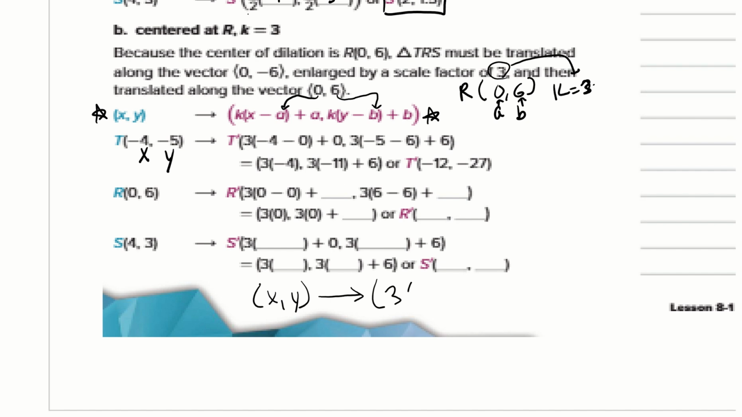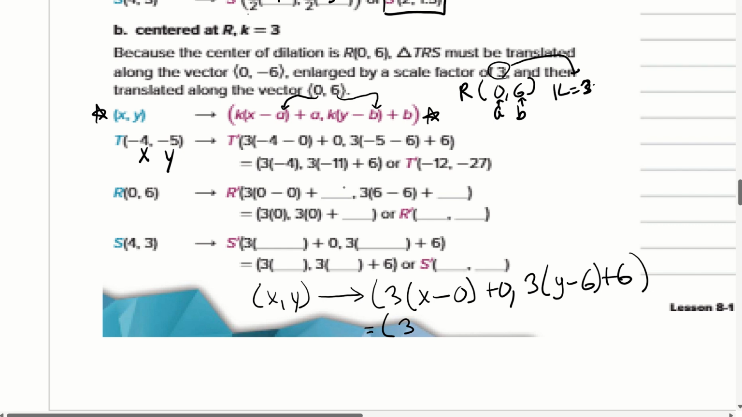Okay, so k times (x minus a, 0, plus 0), and then k times (y minus b, which is 6, plus b, which is 6). And then let's just clean this up a little bit. So this really becomes 3. I'm just going to say that it's equal to 3, x minus 0 is just x, and then plus 0 doesn't really do anything. So it's just going to be 3x. And then we got 3y, and I'm just going to leave this as 3 times y minus 6 plus 6.